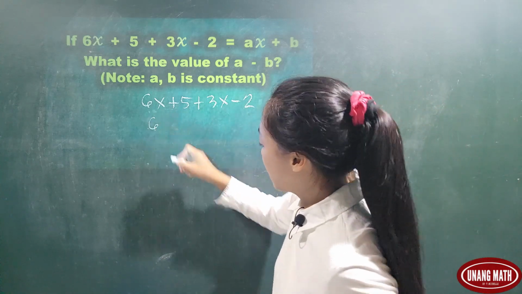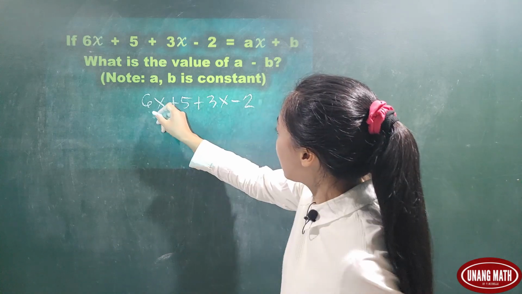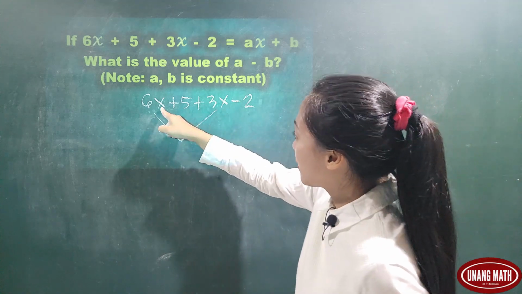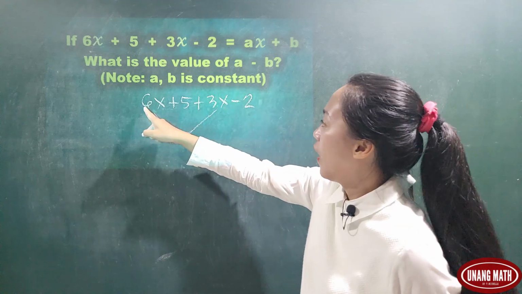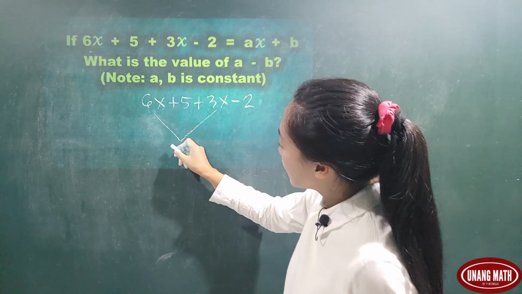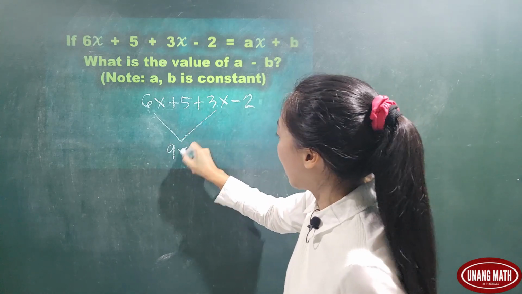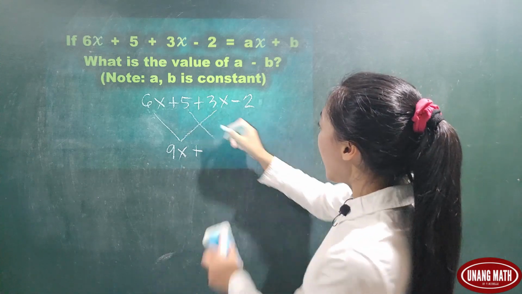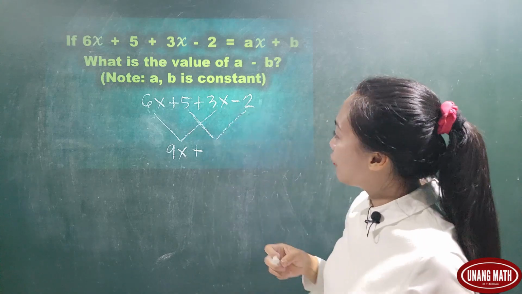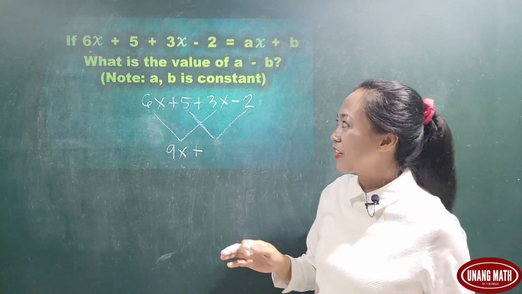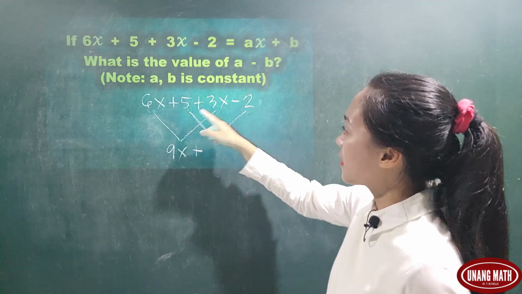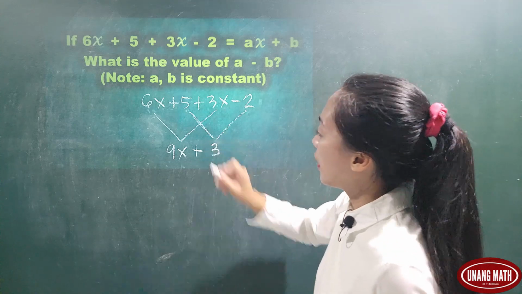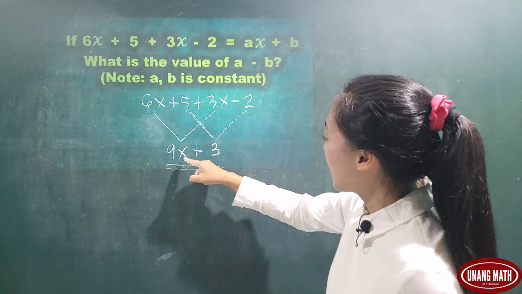Okay, 6x, we have 6x and 3x. These are like terms, same variable and degree. So 6x plus 3x, this is equal to 9x. Okay, plus 5. Okay, we have here 5 and negative 2. These are also like terms. And these are the constant terms in this expression. So 5 minus 2 is 3. So we have 9x plus 3.